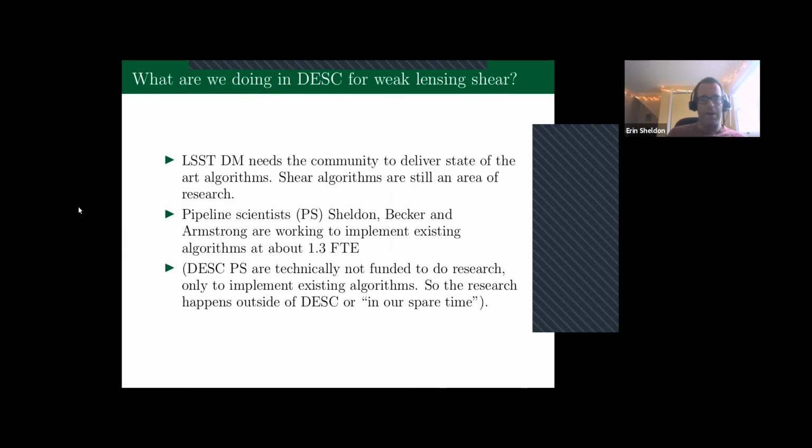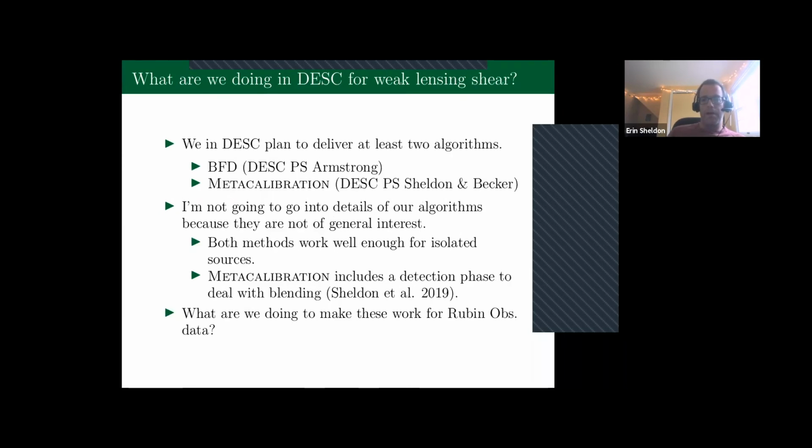And what is it that we're trying to do here? Why are we doing it? So DM needs the community to deliver state-of-the-art algorithms. And shear algorithms are still an area of research. And so the way that we're doing this in DESC, of course, there can be volunteer efforts and they're welcome, but currently the main efforts are due to pipeline scientists. Myself, Matt Becker, and Bob Armstrong are all working on implementing existing algorithms for this. And what we plan to do is deliver at least 2 algorithms. We'd love to deliver more.